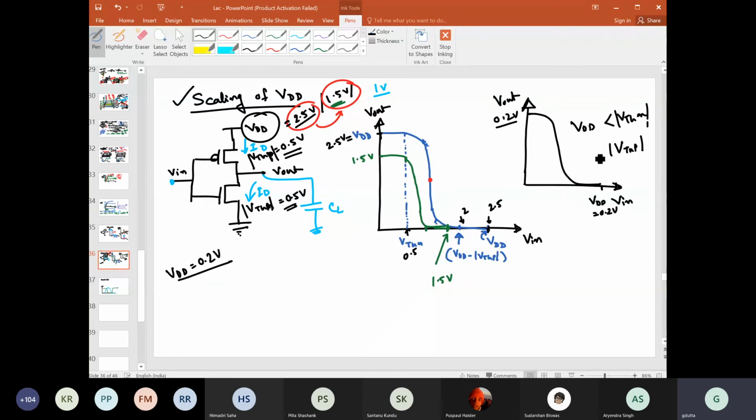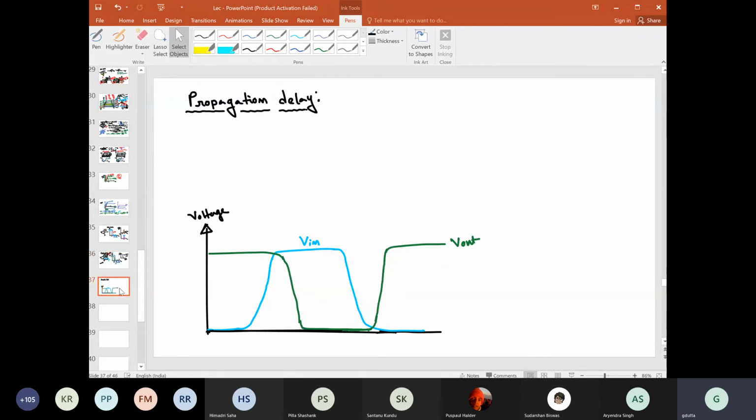Okay, so if this part is clear to you, then let us proceed to the next part of today's discussion, which is the propagation delay. This propagation delay is one of the important performance metrics of any digital IC.